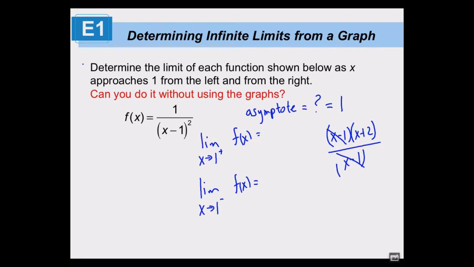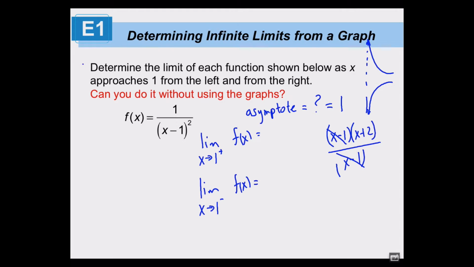Of that function? Of f of x. In other words, we know the asymptote. Let's do the right side first. As we're coming from the positive direction, we know the graph is either going to do this, or it's going to do this. It's either going to increase without bound, or it's going to decrease without bound. How do we figure out which one?